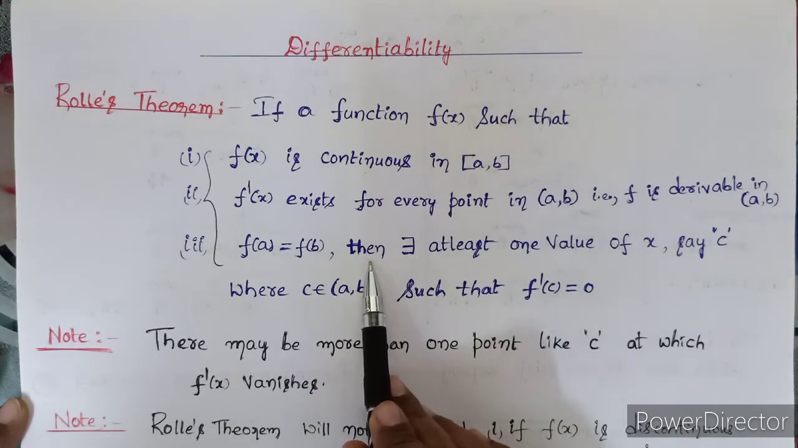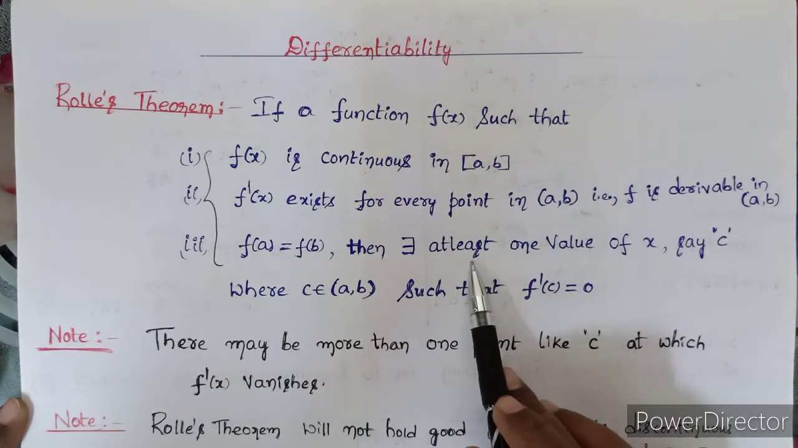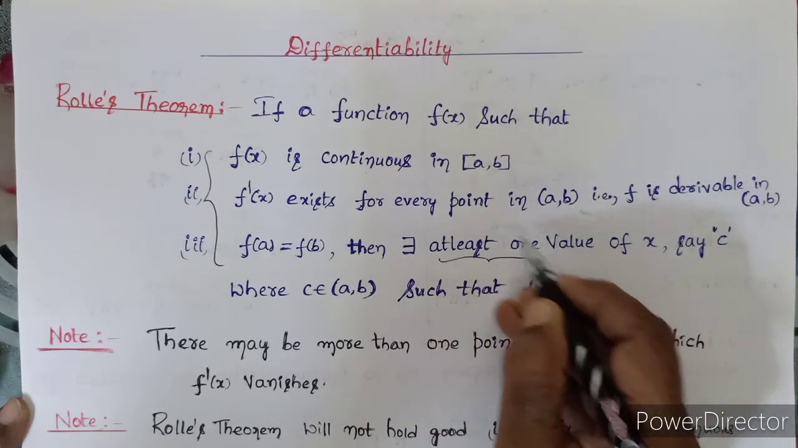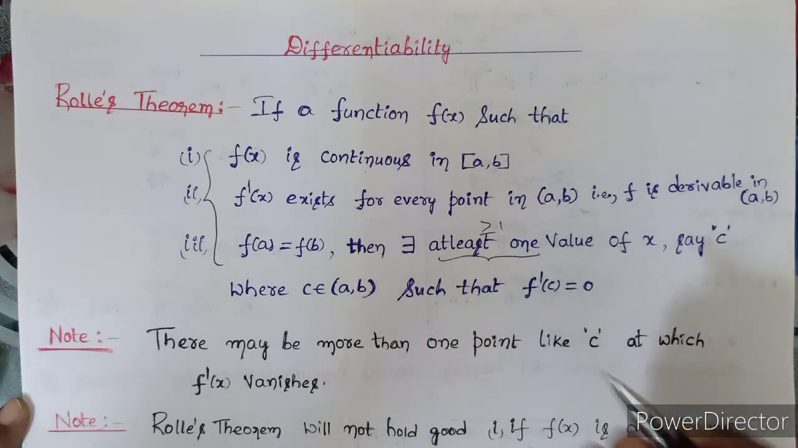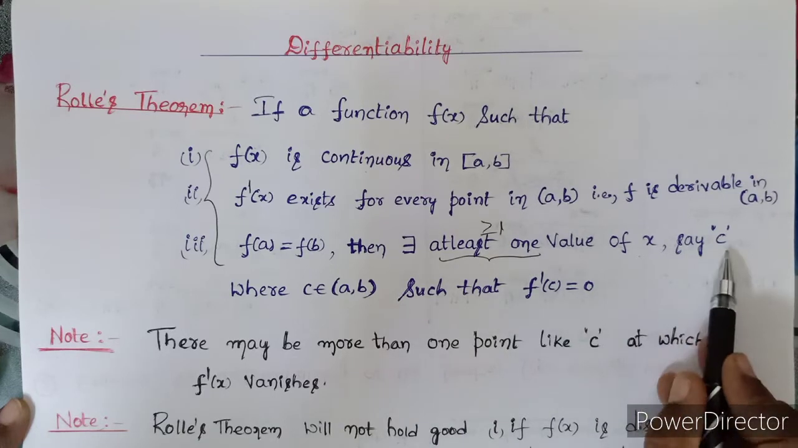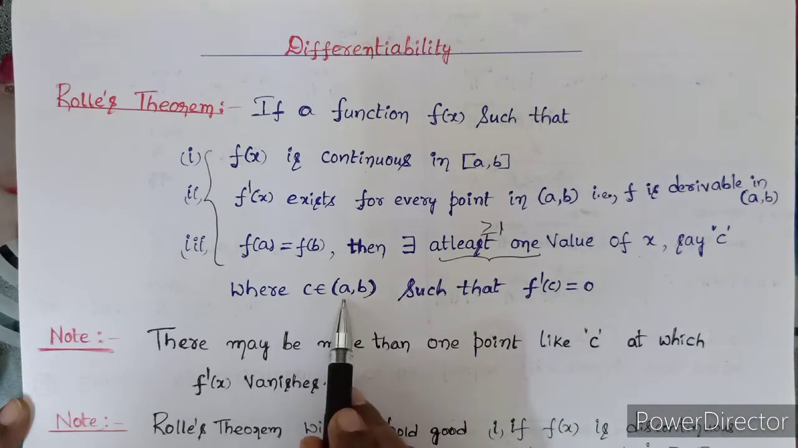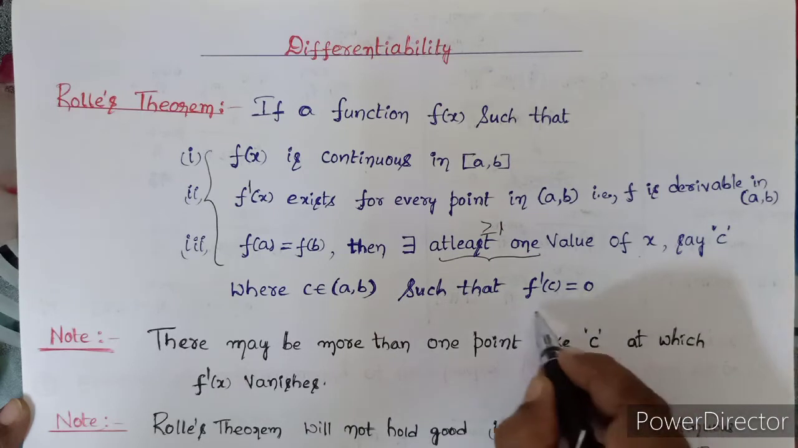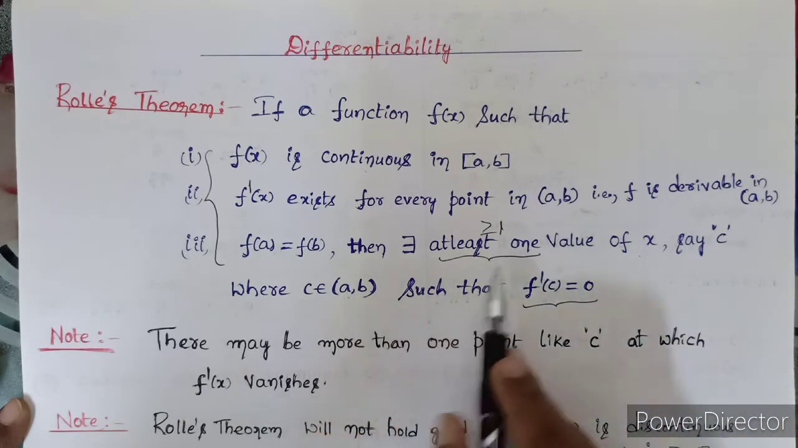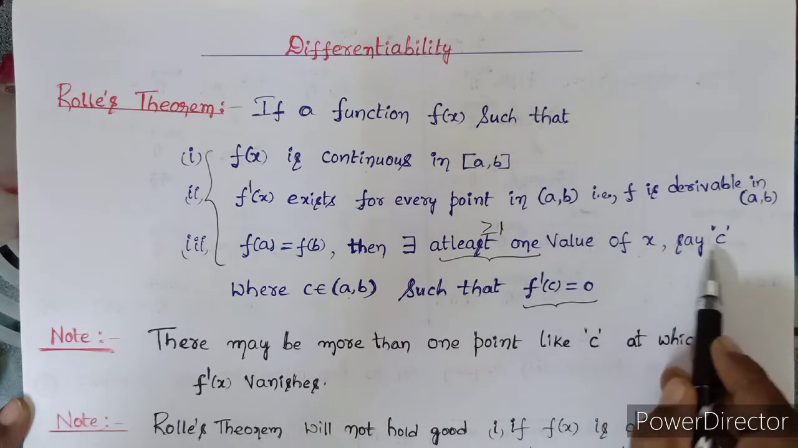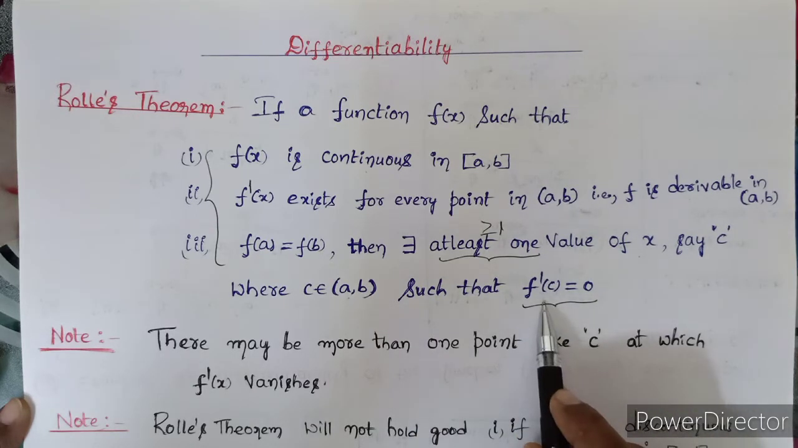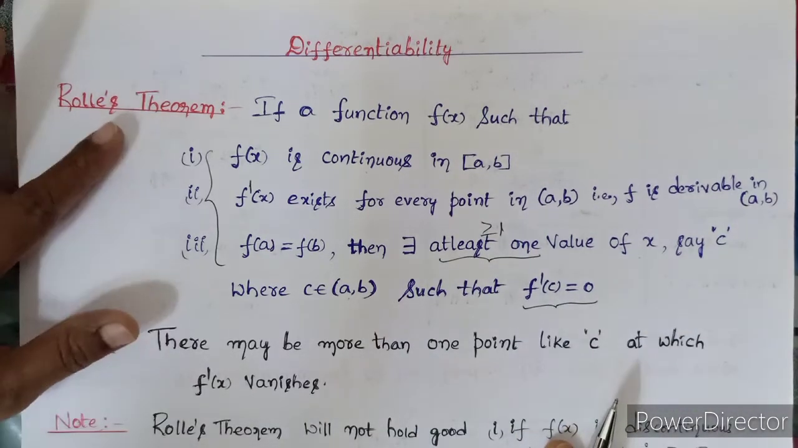Then by Rolle's theorem, there exists at least, that means at least one or more than one, value of x, say c, where c belongs to open interval a comma b such that f dash c equal to 0. In this open interval, there must be at least one value of x, that is c, belongs to the open interval a b such that f dash c equal to 0. This is the Rolle's theorem.